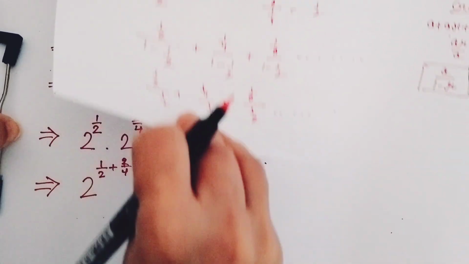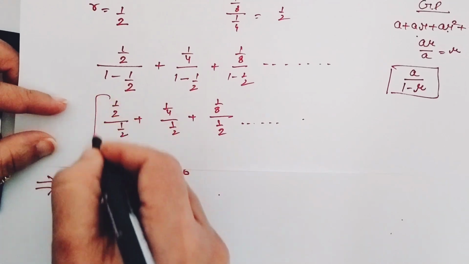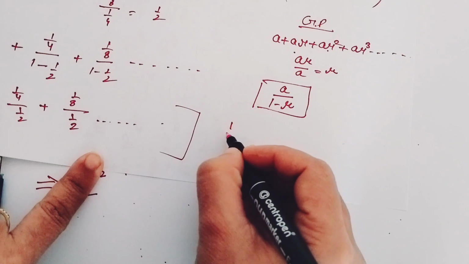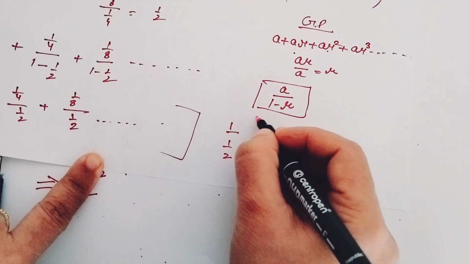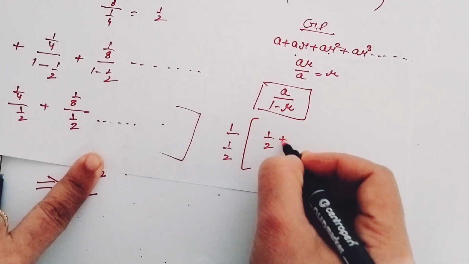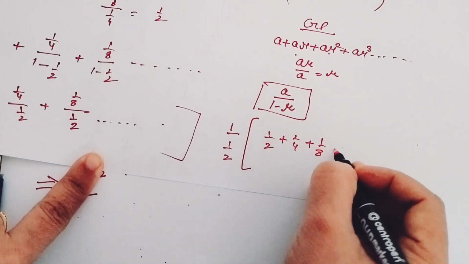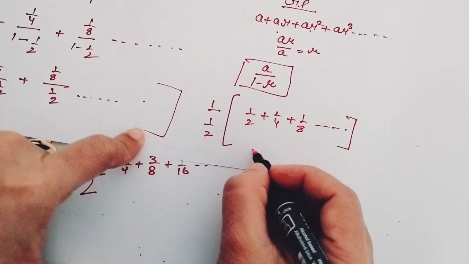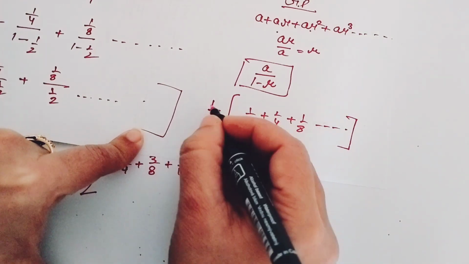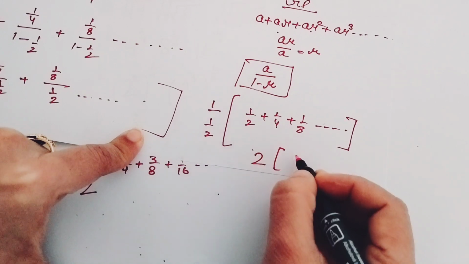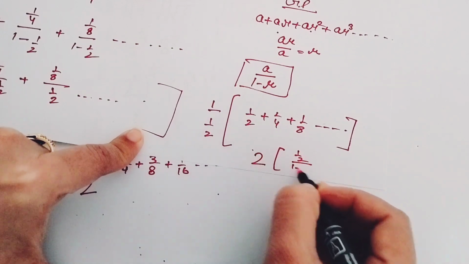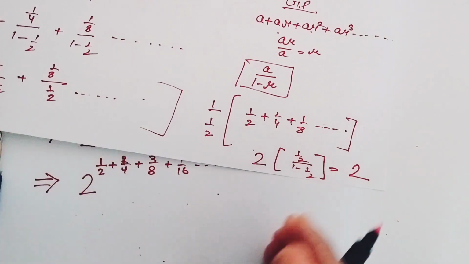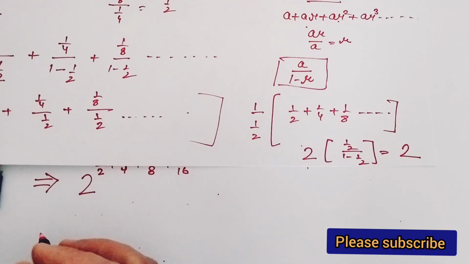Now this sum is this. So what can we do here? If we take 1 upon 1 by 2 common, inside we get 1 by 2 plus 1 by 4 plus 1 by 8 up to so on. This is again a GP. Can you find the sum? Yes. Here we can write this term as 2, and inside we have A upon 1 minus R. R is 1 by 2. So this is 1 by 2 upon 1 by 2. Answer is 2.